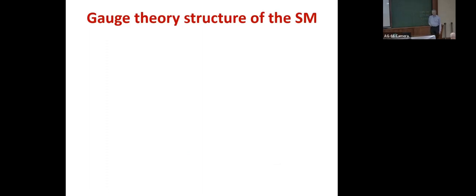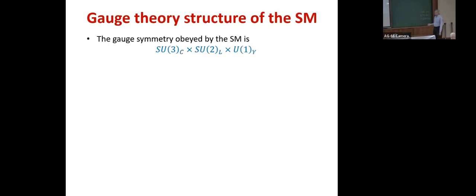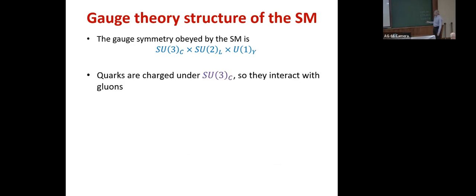Okay. So overall, now we know the Standard Model has a gauge theory structure. The gauge group is SU3 color, times SU2L. SU2L here is because only the left chiral fermions interact with W. There is U1Y, the hypercharge. Quarks are charged under SU3 color, so they interact with gluons. Leptons are not charged under SU3 color, so they don't interact with gluons.